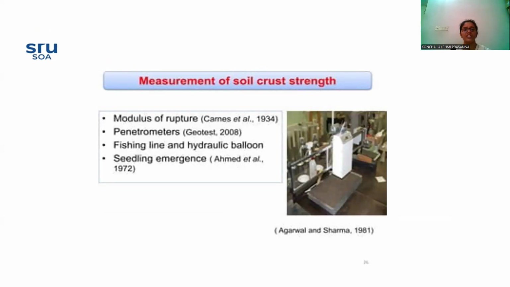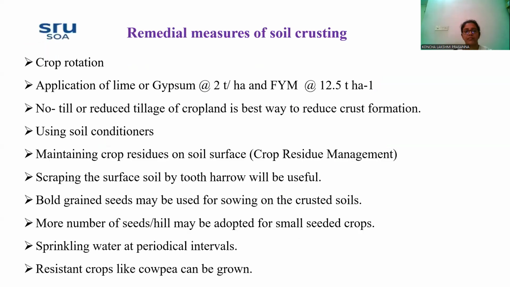Next is the measurement of soil crust strength. How do we measure this soil crust strength? We use different methods. It is by the modulus of rupture test. Next is the soil penetrometer. Next is the fishing line and hydraulic balloon test method. Next is the seedling emergence method. These are the methods we use for determining the soil crust strength in the soil.